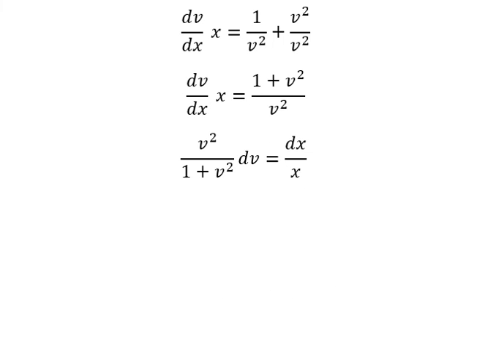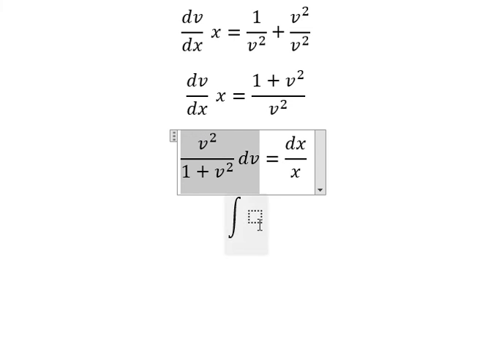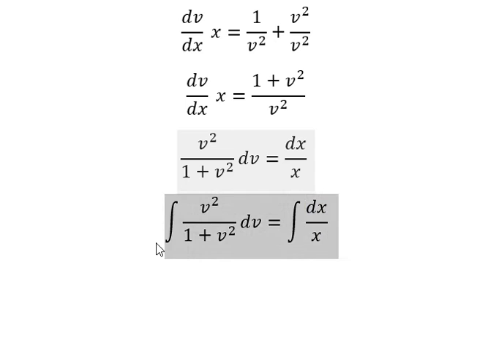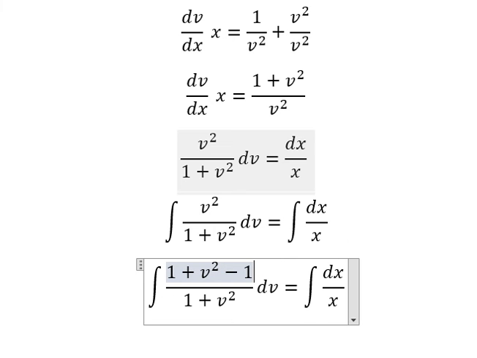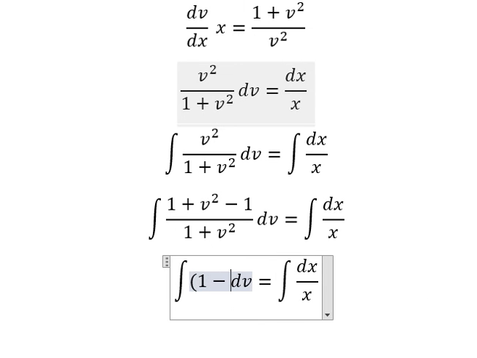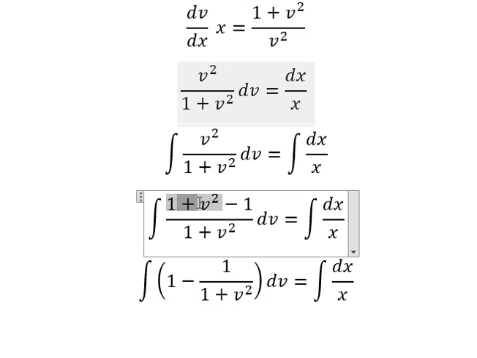Next, we put the integration for both sides. So in this situation, I will add positive number 1. Later we need to minus number 1 because I want to create the factor divided by 1 plus v square. This one we will have 1 minus 1 over 1 plus v square because 1 plus v square divided by 1 plus v square, you get number 1.